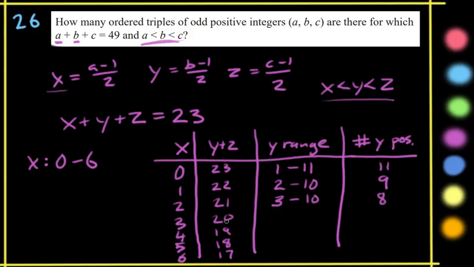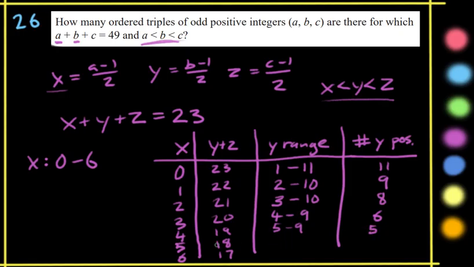And then if x is 3 and y plus z is 20, we can go from 4 up to 9. Okay, so 4 up to 9, that should be 6 possibilities. And then for x equals 4, you have a sum of 19. You can go from 5 up to 9. 5 up to 9, that is 5 possibilities.